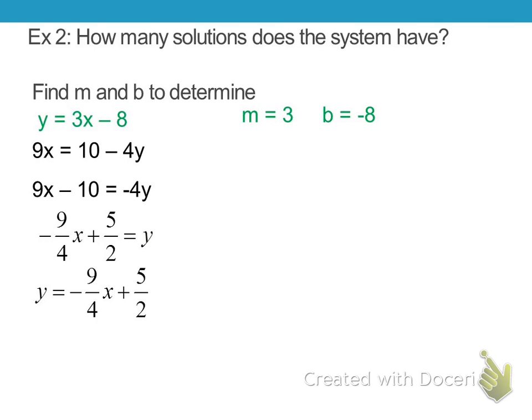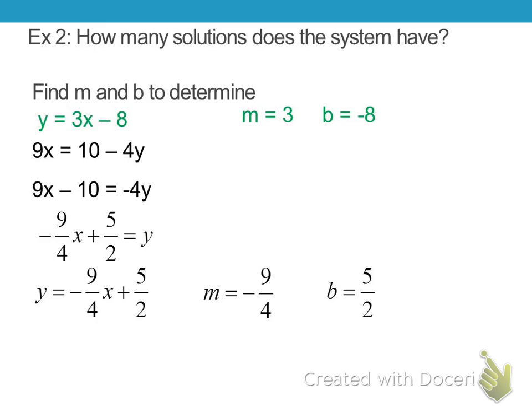Now I know m and b. So what's m? -9. And b is 5 over 2. So if I graph these lines, how many solutions would I have? They have different m's. How many ordered pairs would I have as my answer?